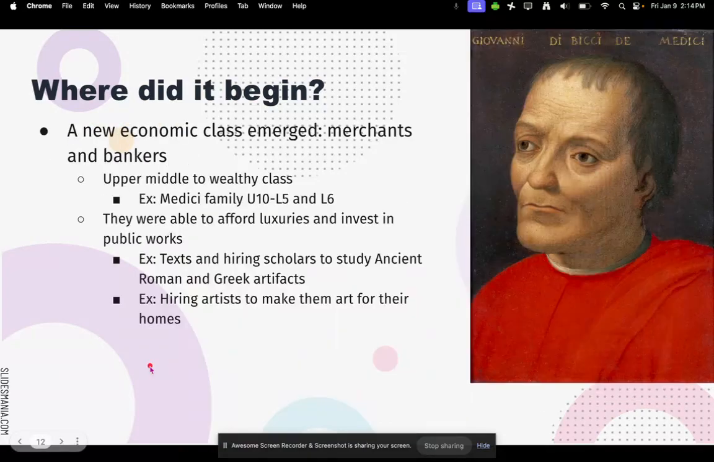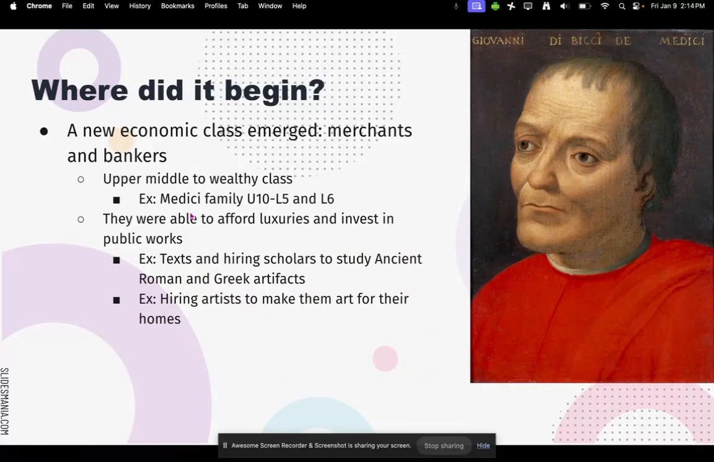So, a new economic class emerged during this time, and that was merchants and bankers. Merchants and bankers were upper middle to wealthy class. We'll talk more about them when we talk about the Medici family in U10-L5 and L6. They were able to afford luxuries and invest in public works.